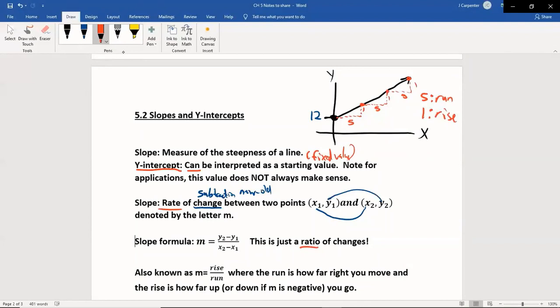But in applications, the starting value does not always make sense. I'm going to go ahead and tie this in a little bit. I was just talking about earlier how some mathematical models only work for a while. Eventually, they fall apart. Let me rephrase that. When they start falling apart, that's when y-intercepts tend to stop making sense. And again, we will see this in great detail through guided activities, just not today.